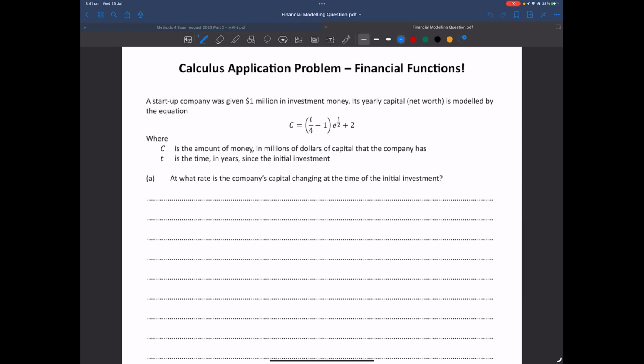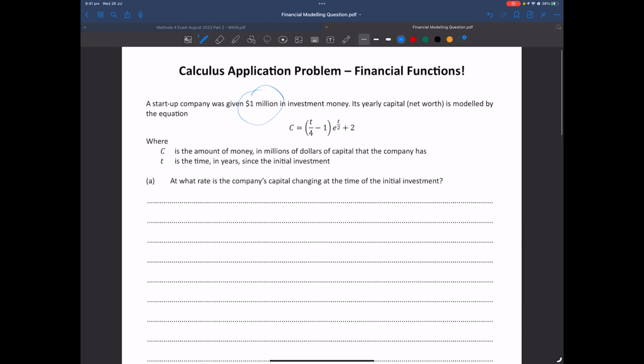A startup company was given $1 million investment money. Its yearly capital, its net worth, is modeled by this equation here, where C is the amount of money in millions. So when C equals 1, that would be the $1 million of capital that the company has, and T is the time in years since the initial investment. You'll notice I'm just circling stuff that's important, so it's going to draw my eye back to the problem as I go along.